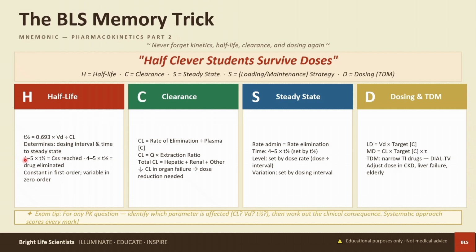4 to 5 half-lives are required to reach steady-state plasma concentration, and 4 to 5 half-lives are required to eliminate the drug. It is constant in first-order kinetics, but the half-life is variable in zero-order kinetics. C stands for clearance, whereby clearance equals the rate of elimination divided by plasma concentration. The total clearance equals hepatic plus renal plus other clearances.